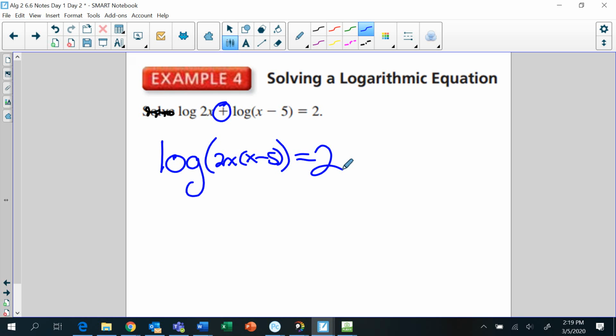What was your question? How are we getting this? We are condensing, which was our first lesson today with the properties of log. If I have a plus sign between separate logs, I can make it into one log by multiplying 2x and x minus 5. So I'm going to multiply together 2x and x minus 5. And if you don't mind, I'll just multiply it out while we're waiting to go on.